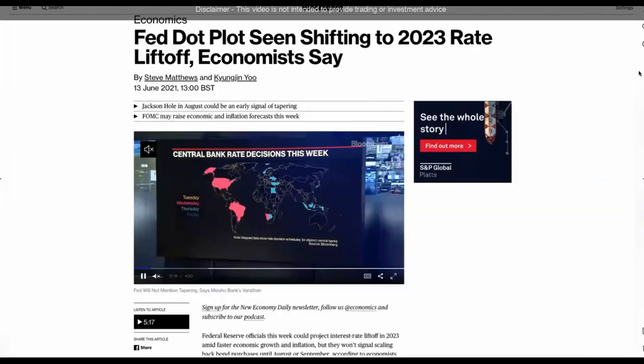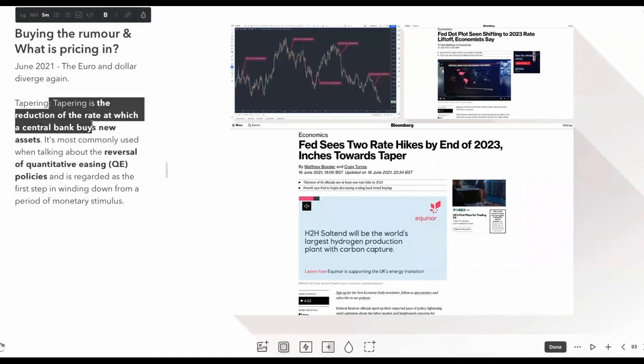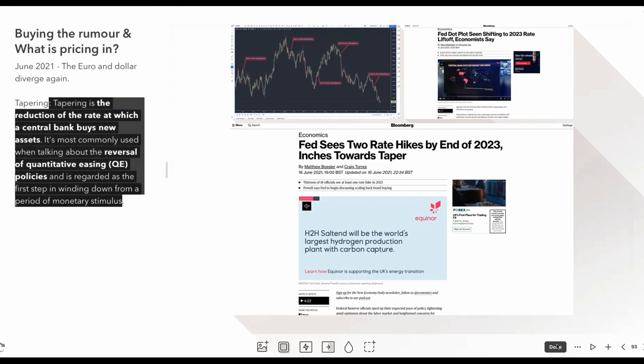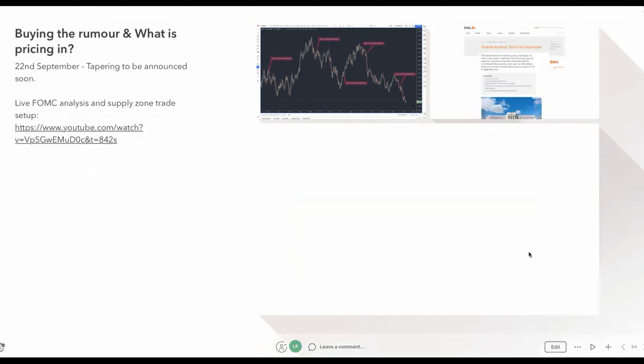And then the latest one, in fact. Tapering is the reduction of the rate at which a central bank buys new assets. It's most commonly used when talking about the reversal of quantitative easing. Quantitative easing is devaluing a currency. When you're reversing that, it means you're not devaluing the currency, and it is regarded as the first step towards winding down from a period of monetary stimulus. So in fact, you're not weakening your currency anymore.